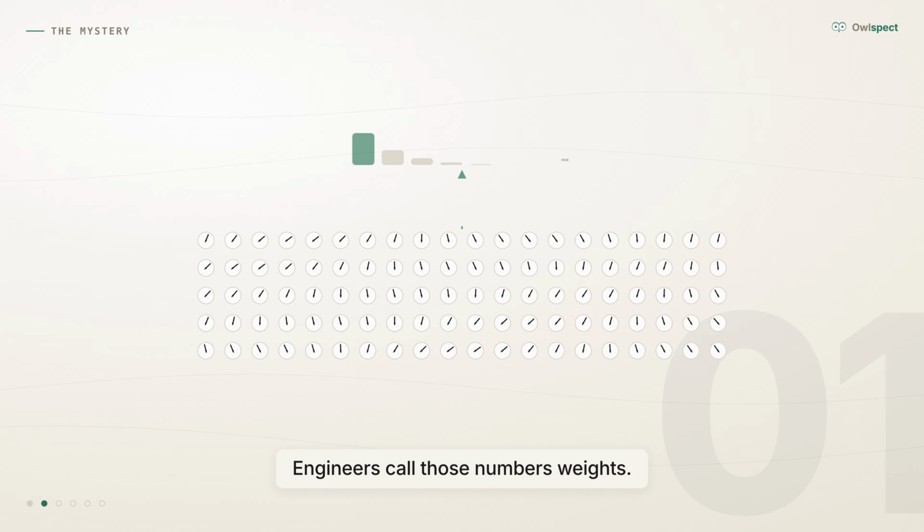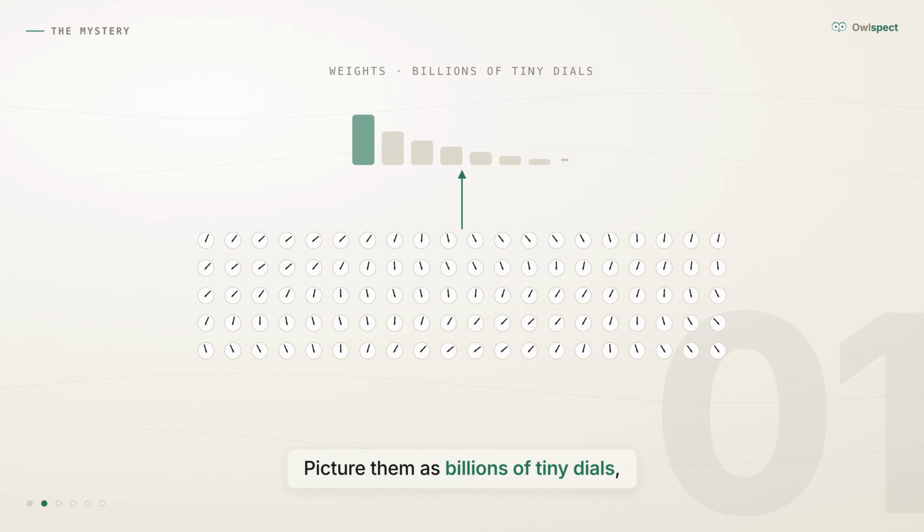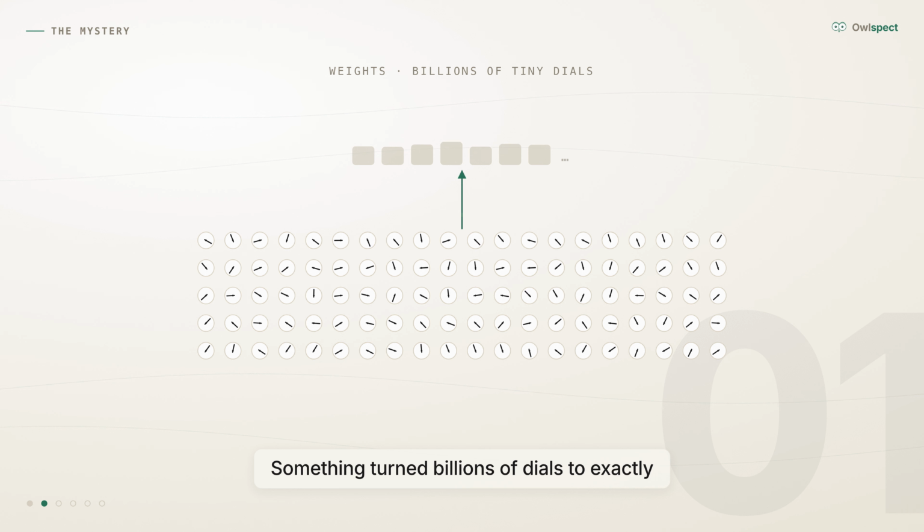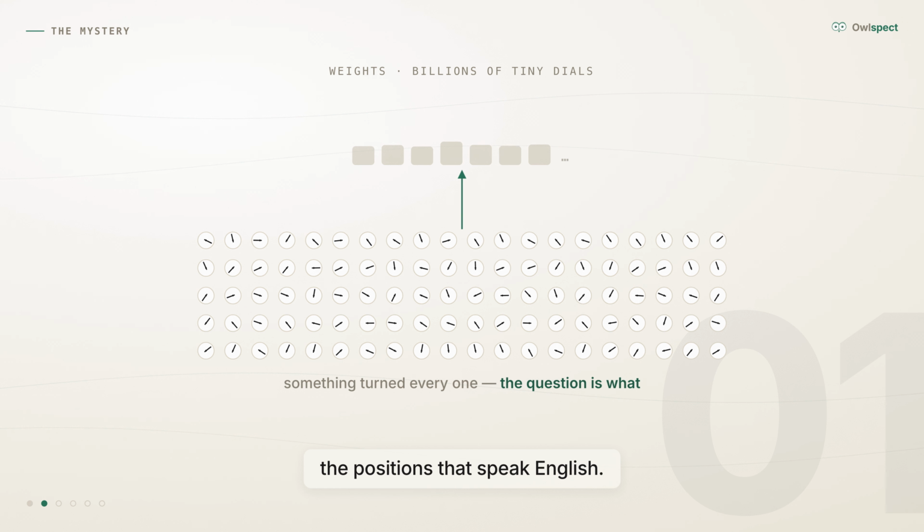Engineers call those numbers weights. Picture them as billions of tiny dials, each turned to some position. Ask it what comes next, and it's the dials, all together, that produce every score in the skyline. And fresh from the factory, every dial sits at a random position. The machine begins as pure static. Something turned billions of dials to exactly the positions that speak English. What turned them? That's what we're here to find out.